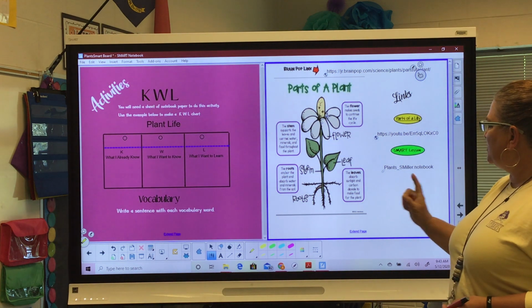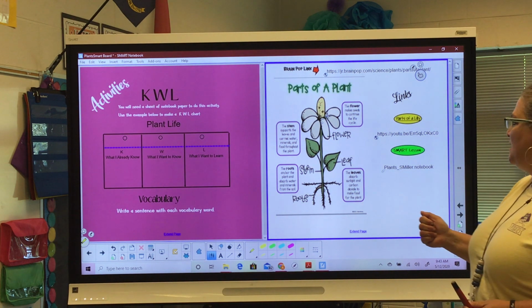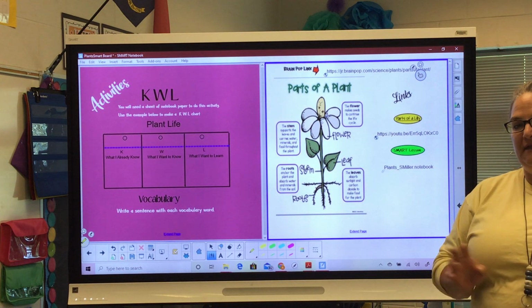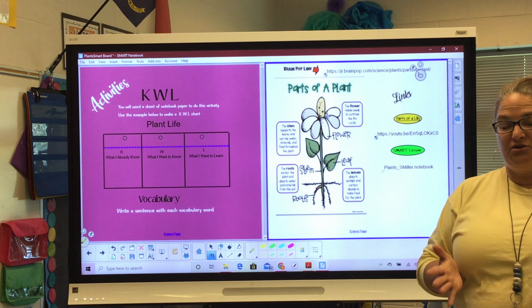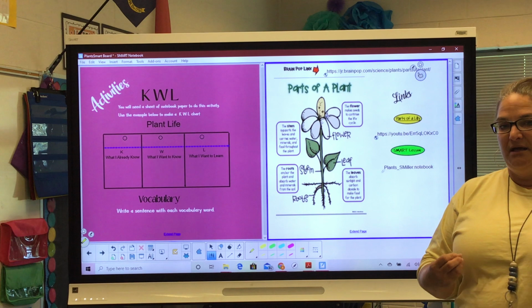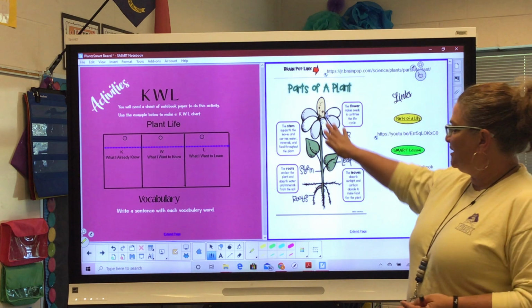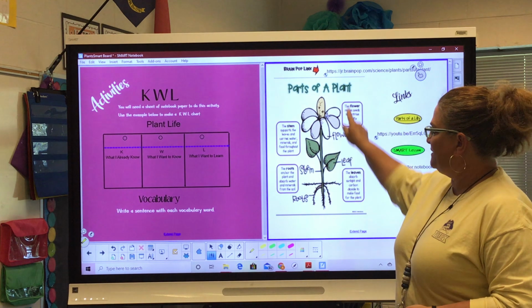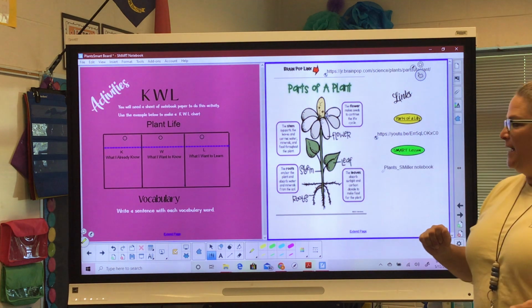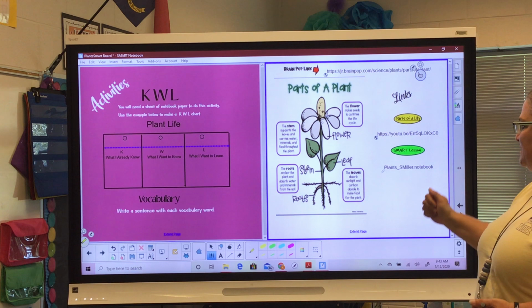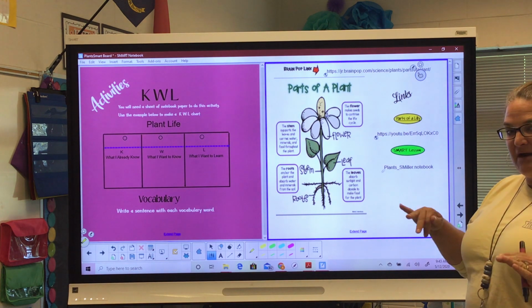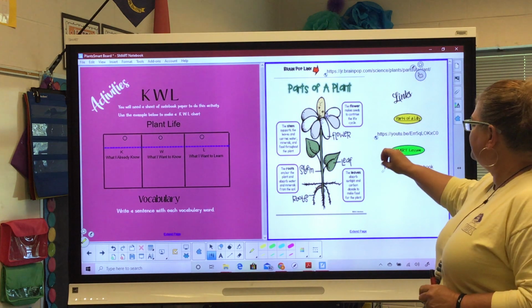Okay, now we're going to watch a video. It's called Parts of a Lily, and in this video, there is a teacher who is dissecting a lily so that you can actually see the parts of the inside of the top of the flower, and it shows you the different sections of the flower and how it makes seeds.